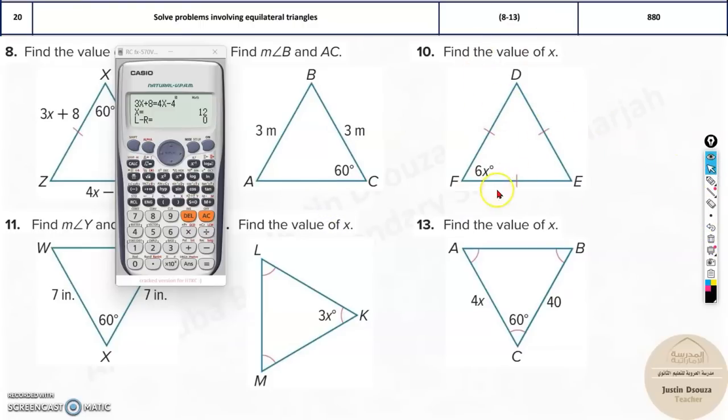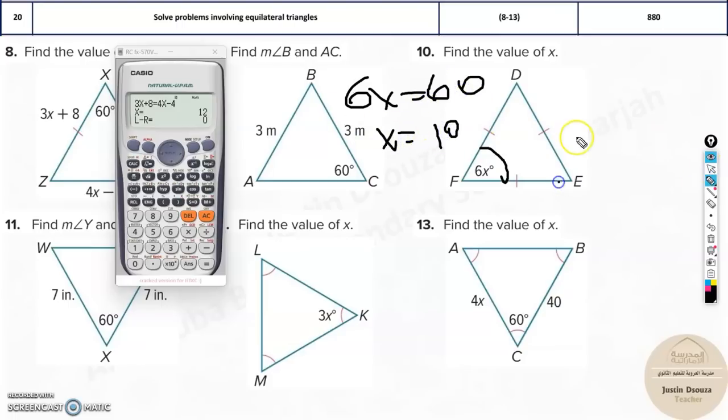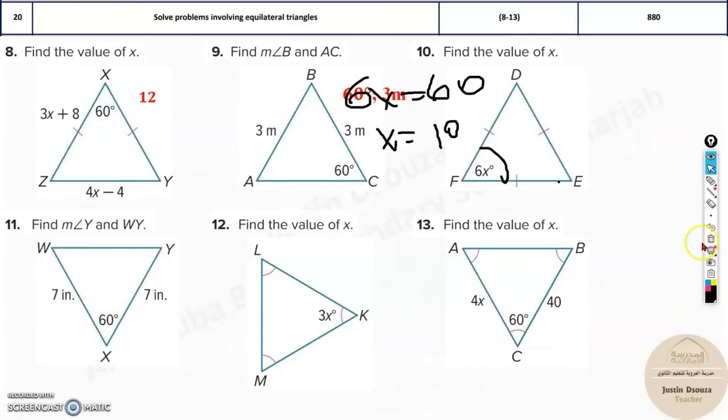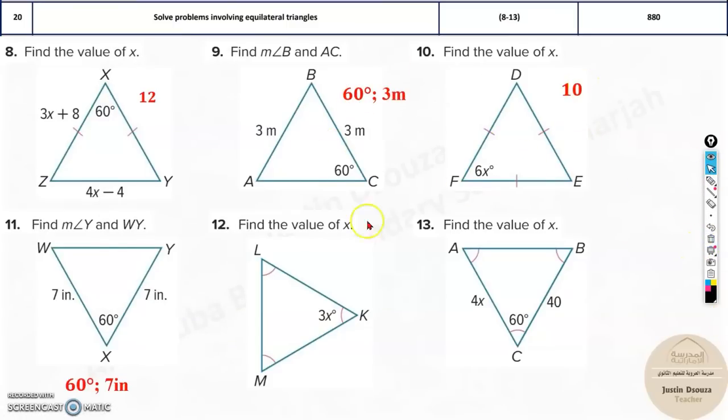Now what about this over here? They have told all the sides are equal, so it's equilateral. You don't need to do this is all equal. You know the angle will directly be equal to 60 degrees. So x will be equal to, divide both the sides by 6, it'll be 10. So the answer is 10 over here. So over here we got 60 degrees and 3 meters. Here it is 10. Solve these by yourselves.